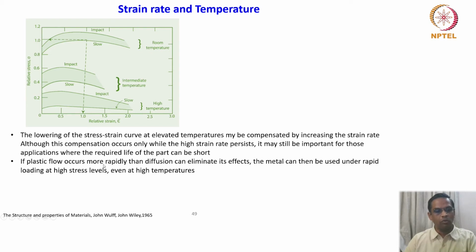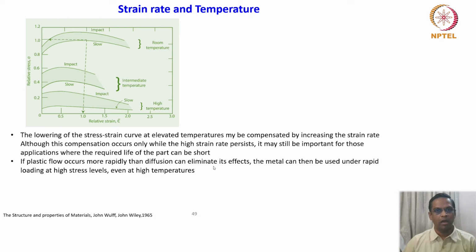If plastic flow occurs more rapidly than diffusion can eliminate its effects, the metal can then be used under rapid loading at high stress levels, even at high temperatures. So what are the problems at high temperatures? High temperature means your diffusion rate will be very high, and the recovery process and grain growth, all this will influence the microstructure, which in turn is reflected in the stress strain behavior.